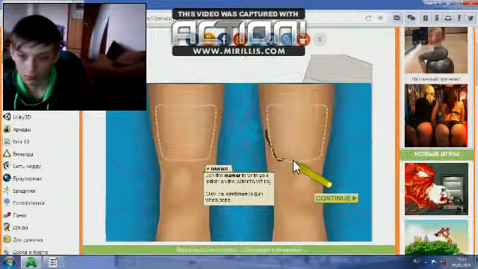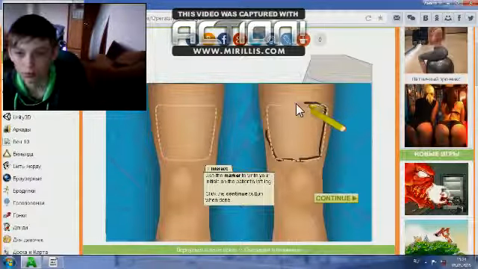Ну, я художник от Бога, конечно. Я не понимаю, почему меня до сих пор в хирургию не взяли.